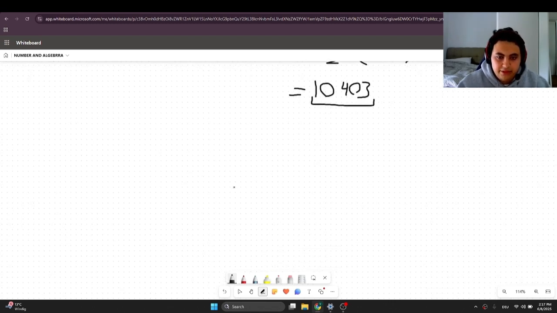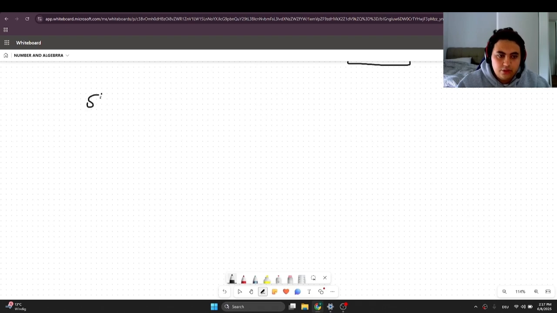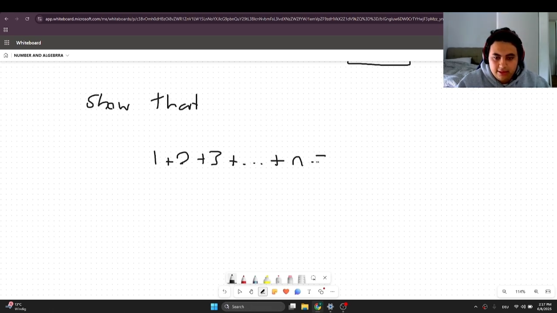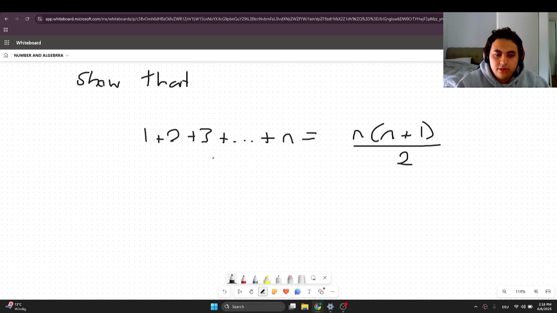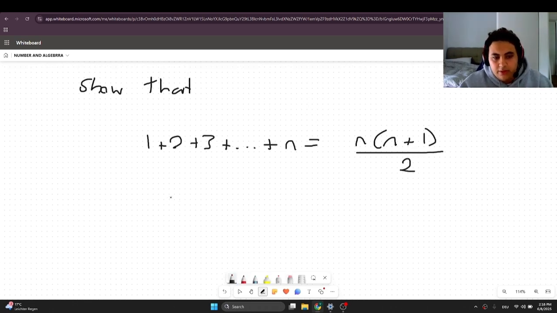I find this one pretty interesting. It's a show that question. So we're supposed to show that 1 plus 2 plus 3 plus dot dot dot plus n is equal to n times n plus 1 divided by 2. So we're supposed to show that this arithmetic sequence is equal to this formula over here. Okay? So let's look into how we're supposed to do that.